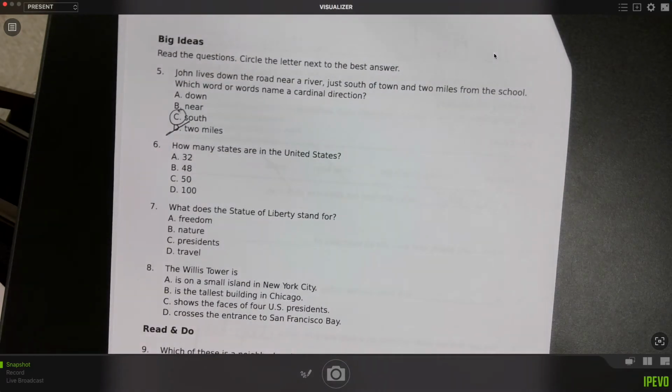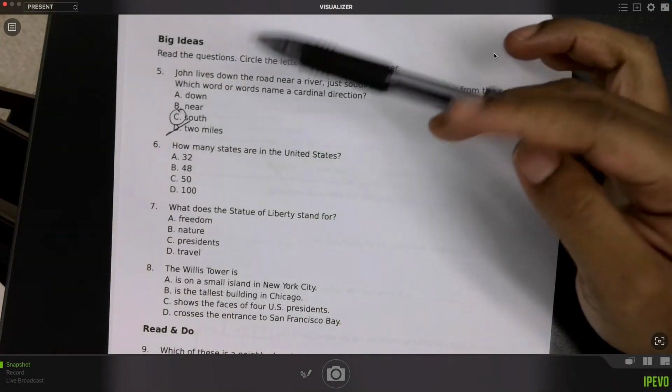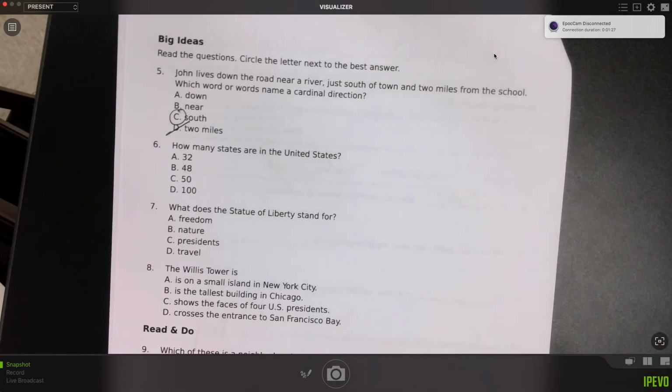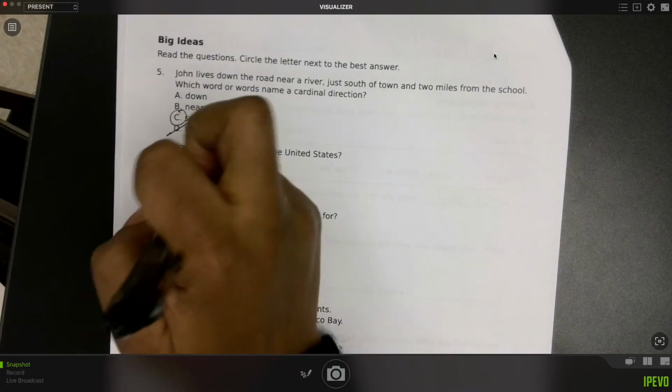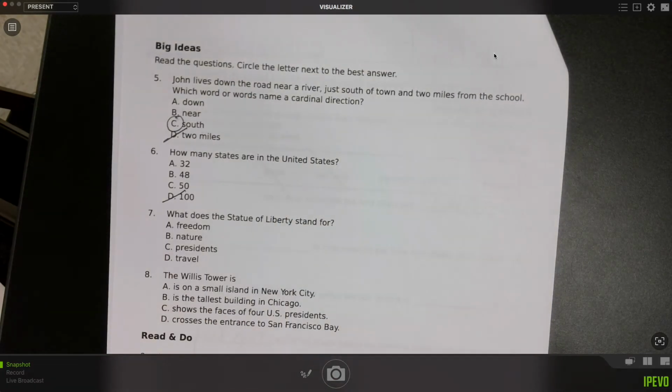For the rest, I may do one more, guys, on this one. Number 6, how many states are in the United States? A, 32, B, 48, C, 50, or D, 100? We know it wouldn't be D, 100. That's just crazy. 7, what does the Statue of Liberty stand for? A, freedom, B, nature, C, presidents, or D, travel?